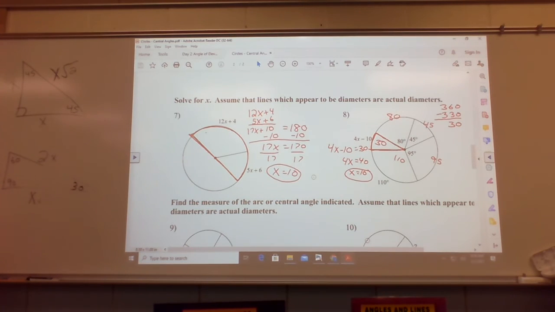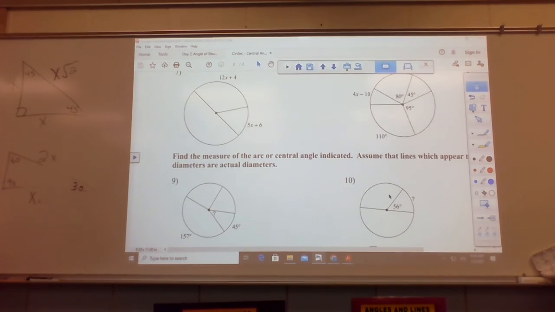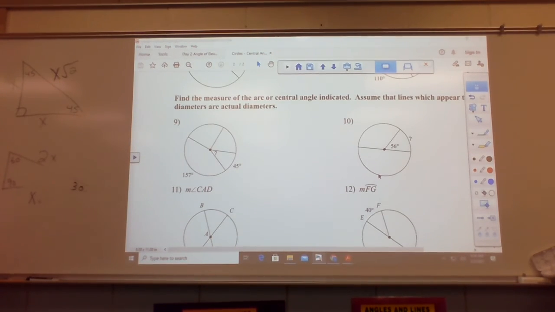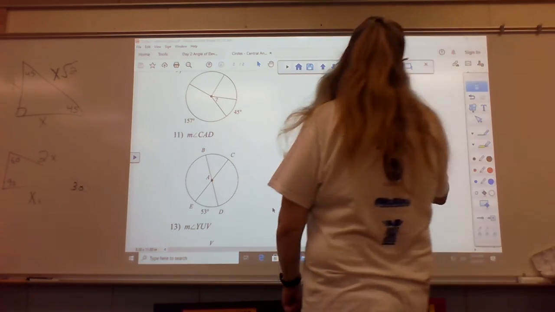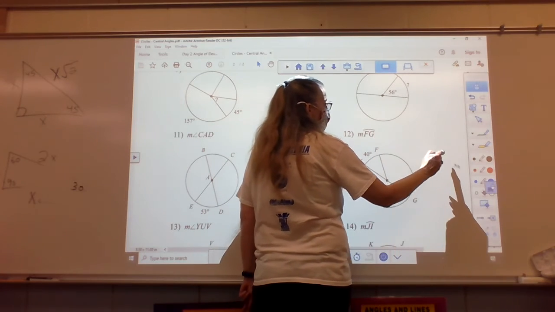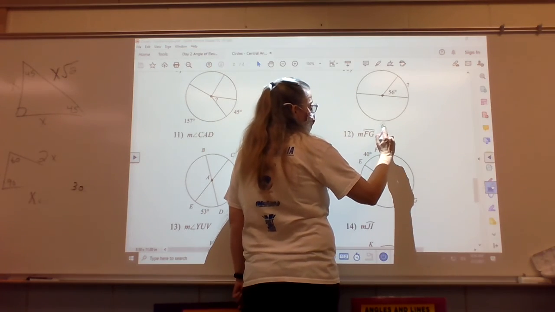Now, let me kind of scroll through. Does everybody have those written down? Yep. So, 9 and 10, super crazy easy. Find the question mark. Number 11, little bit trickier. You're finding angle CAD. So you're finding this angle in here. Number 12, it's got just 2 letters. So remember, if it has 2 letters, we're talking about a minor arc. So let's write that here.